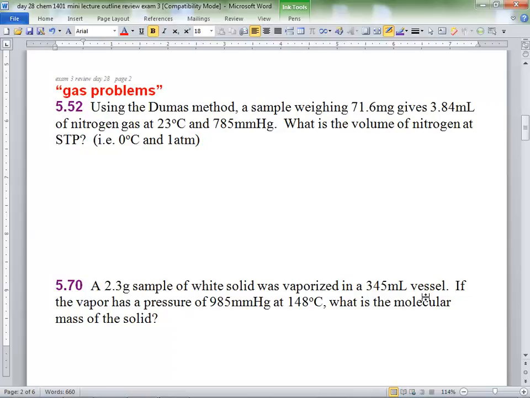Using the Dumas method, a sample weighing 71.6 milligrams gives 3.84 milliliters of nitrogen gas at 23 degrees Celsius and 785 millimeters mercury. What is the volume of nitrogen at STP, which is 0 degrees Celsius and 1 atmosphere?